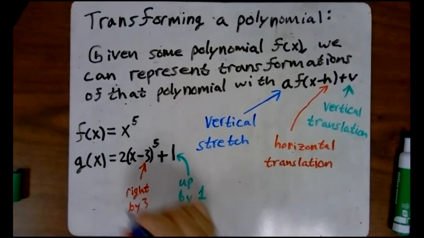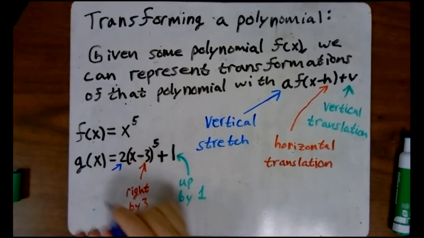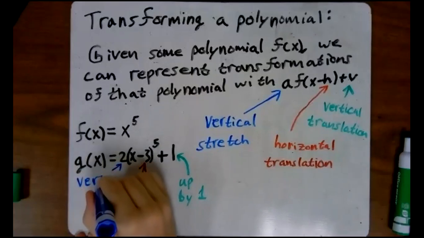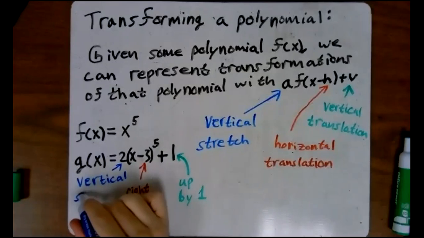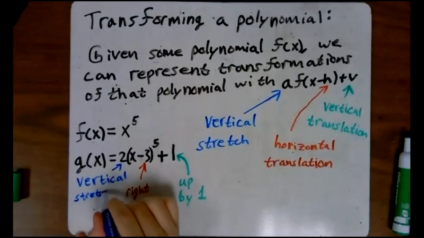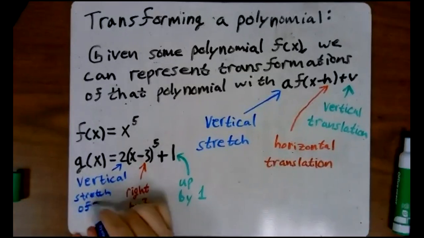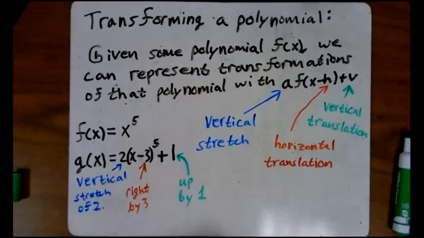And this 2 in front is a vertical stretch of 2. That's going to make it twice as tall.